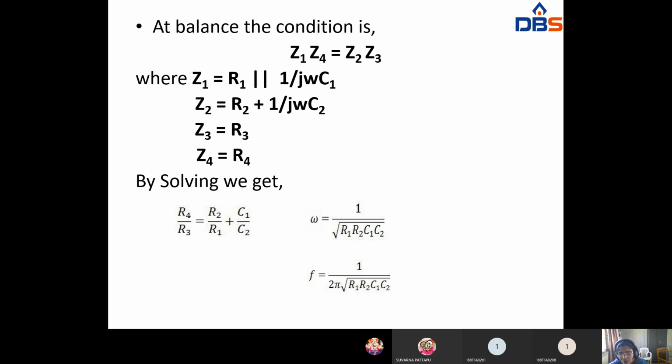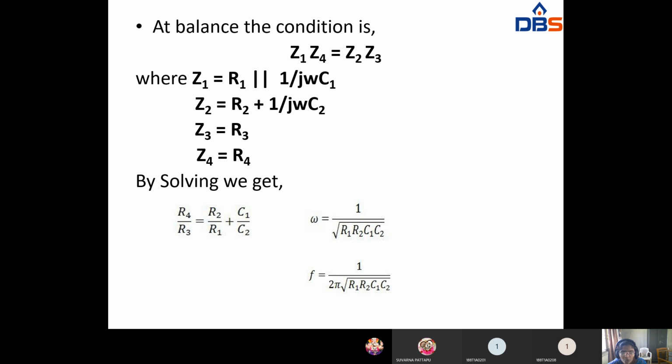Same, Z1 Z4 equal to Z2 Z3. In the Z1 place, you have to connect the parallel combination of R1 and C1, so you can write R1 parallel 1 by j omega C1. Parallel combination of any two elements: the formula is R1 R2 by R1 plus R2. So in R2's place here you have 1 by j omega C1, that is R1 times 1 by j omega C1 by R1 plus 1 by j omega C1.